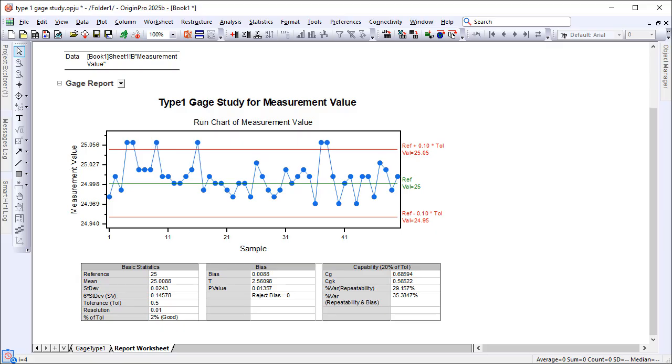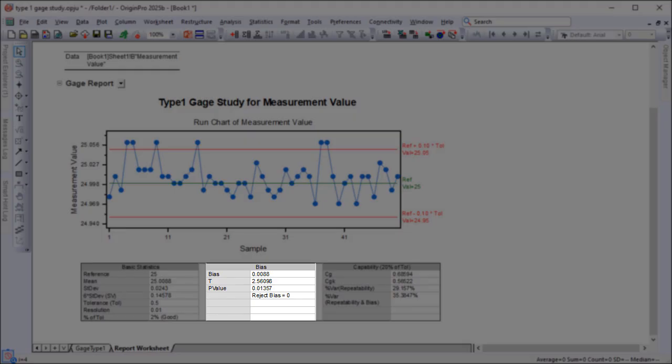The tolerance specified in the input window is 0.5. The resolution specified in the input window is 0.01 millimeters. Industry standards suggest that resolution as percent of tolerance should be less than 5% or less than 10%. The good label shows that this value falls within the recommended industry standards.